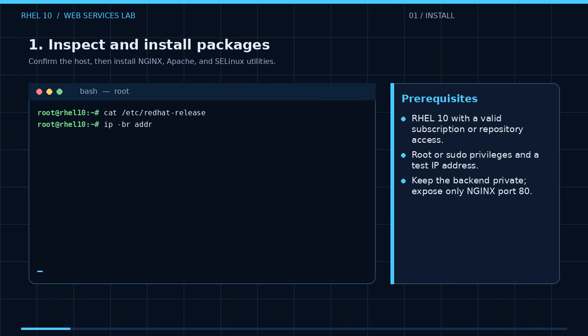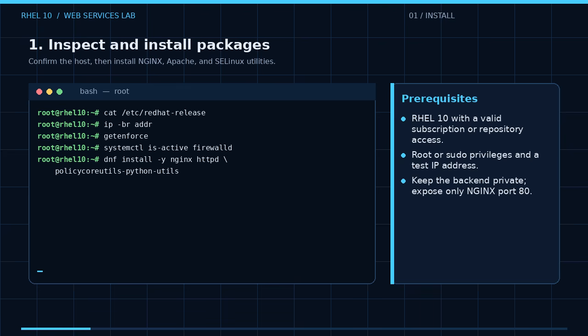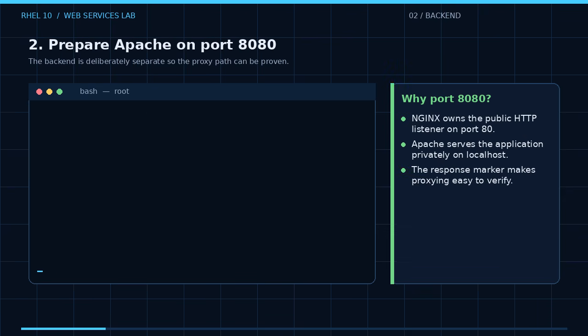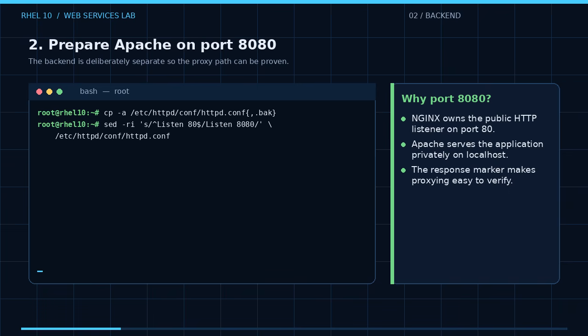Before starting, confirm a registered RHEL system, root or sudo access, an active network connection, and a test host address. Check the operating system, IP address, SELinux mode, and firewall state. Then install Nginx, httpd, and policycoreutils-python-utils. The last package provides semanage, which we use for the SELinux port policy. Do not open port 8080 to clients. It is the backend port for local testing.